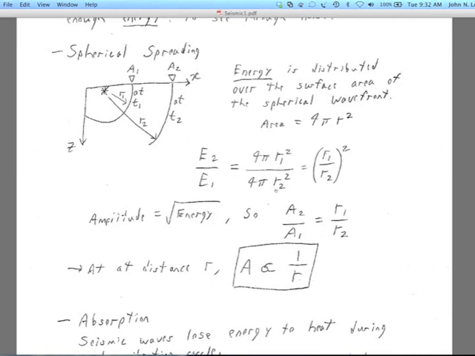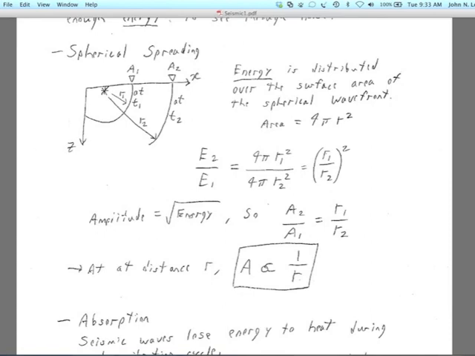Now, if R1 is zero, if we are looking right at the source itself, then we have a problem, because the ratio in that case is zero. So we have to observe the waves at least a wavelength or two away from the source. That's what's necessary for this kind of simple relationship to hold up. So we can cancel out the fours, we can cancel out the pi's, and we basically have the ratio of R1 divided by R2, squared.